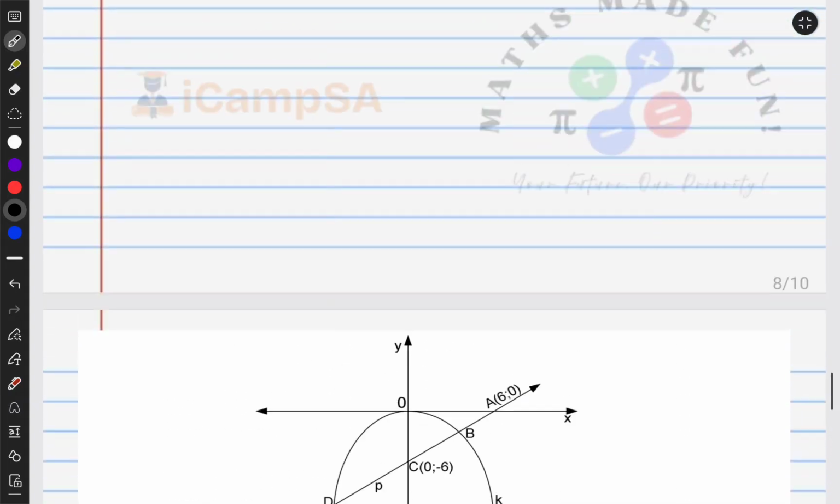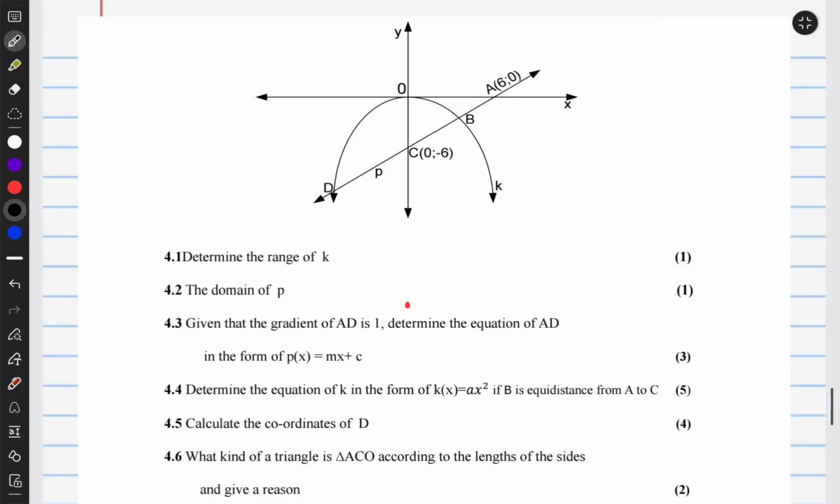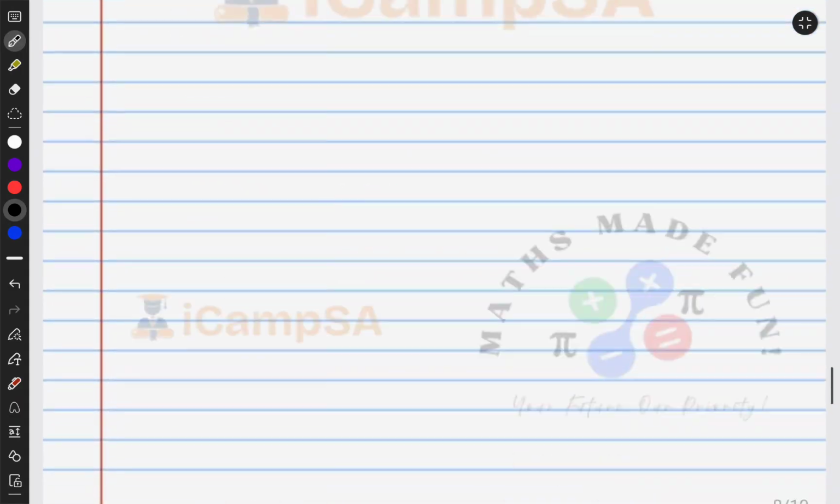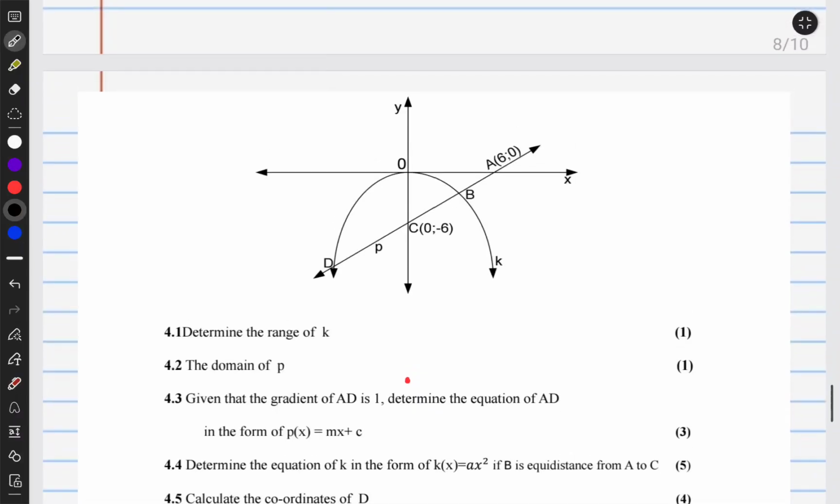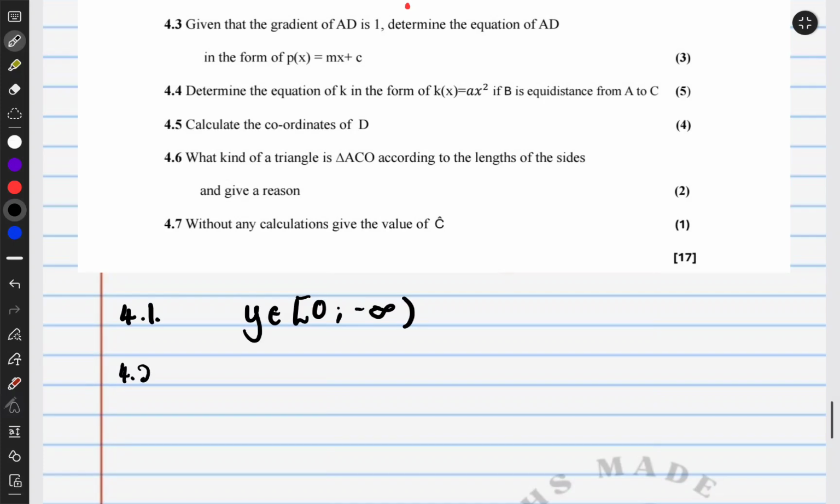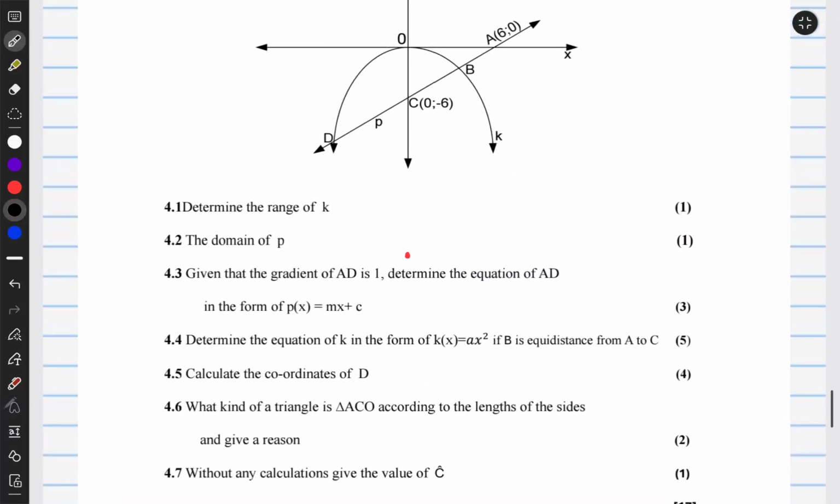Okay, and then next we also calculate the domain of P. Determine the domain of P. P is that straight line equation. So for 4.2, the domain of P, we can see that our function exists for all x values. So x is an element from negative infinity to positive infinity. That would be the domain of P.